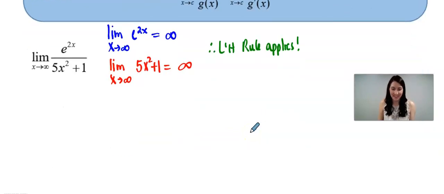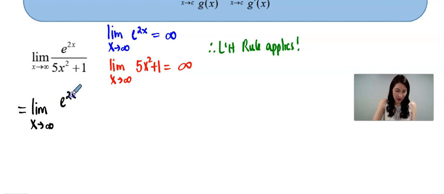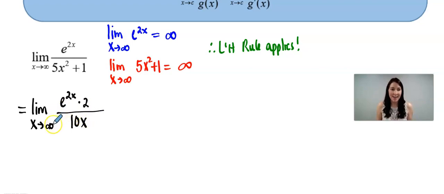Here's the fun part. So this limit would equal the limit as x approaches infinity, and I can apply L'Hopital's rule by taking the derivatives of the numerator and denominator. The derivative of e to the 2x is e to the 2x times 2. Don't forget that chain rule, divided by 10x. Now I think about plugging in infinity again. So this would be e to the 2 times infinity times 2, again infinity, divided by 10 times infinity, infinity again. You know what? This is so fun that we get to do L'Hopital's rule again, another round.